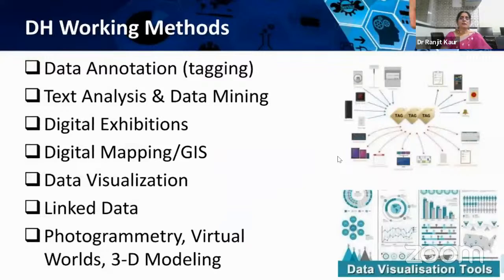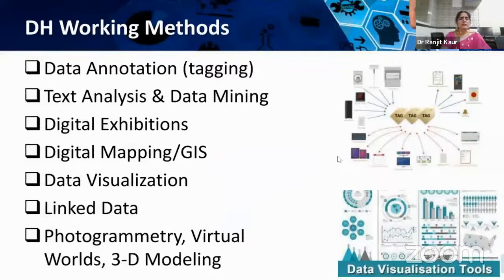Now, what are the working methods? First of all, data tagging or annotation is there. Then we have to analyze text. Multiple text analysis tools are there, and they are continuously coming up also. I will also share a few text analysis tools here. Then digital exhibitions are there. We can sit at one place, share that, and see that through digital humanities.